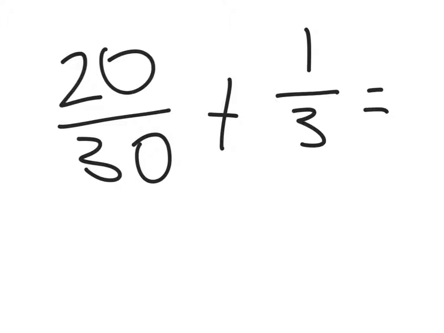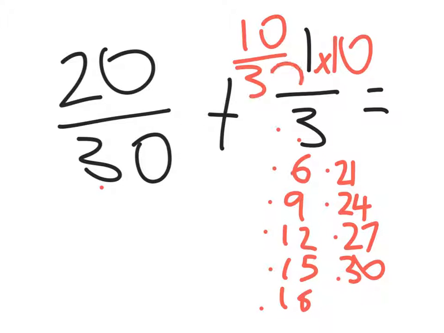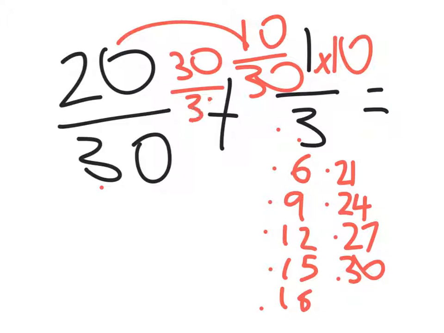So, obviously, you can just go this way and say that I know that to get from 3 to 30, I need to do something. You can go 3, 6, 9, 12, 15, 18, 21, 24, 27, 30, and then go 1, 2, 3, 4, 5, 6, 7, 8, 9, 10. I times it by 10, times the top by 10. That equals 10 over 30. Plus them both together, and the answer is 30 over 30.